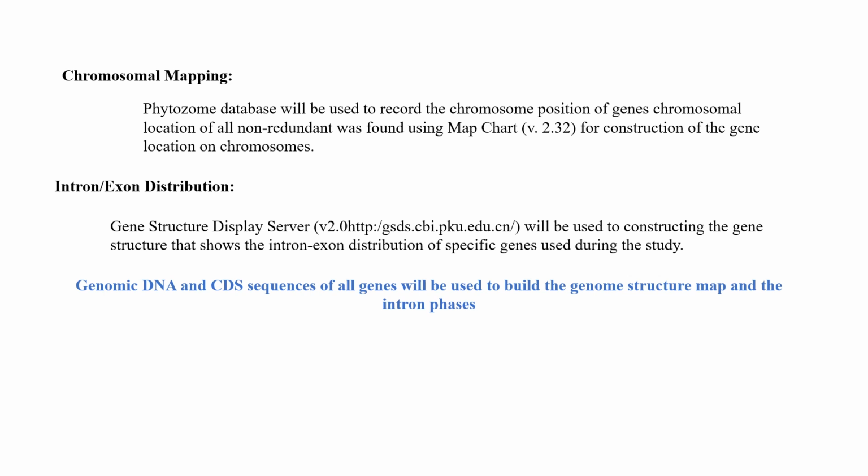For that purpose, we have the CDS data and the protein data, the gene sequence data. It is combined and used to draw the intron exon distribution using the Gene Structure Display Server. So genomic DNA and CDS sequences of all genes will be used to build the gene structure map for the intron phases.